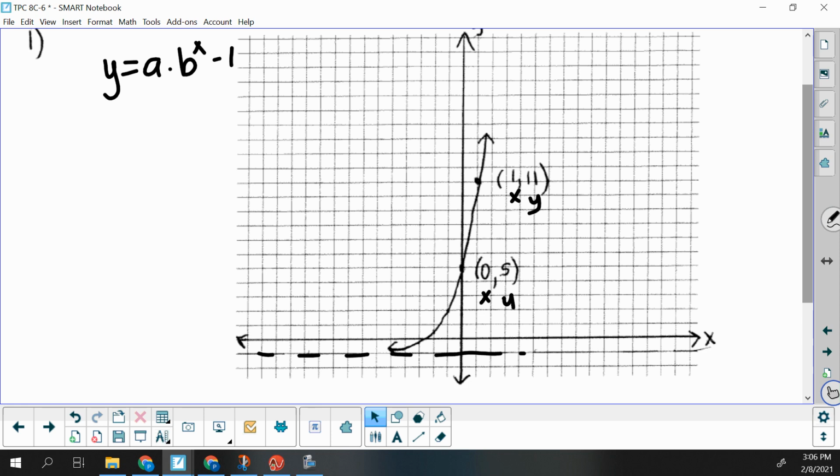Then we're going to set up two equations like we did two classes ago, the first time we worked with this. And we'll fill in our x's and our y's. So we're going to have 11 equals a times b to the first minus 1. And we'll have 5 equals a times b to the 0 minus 1.